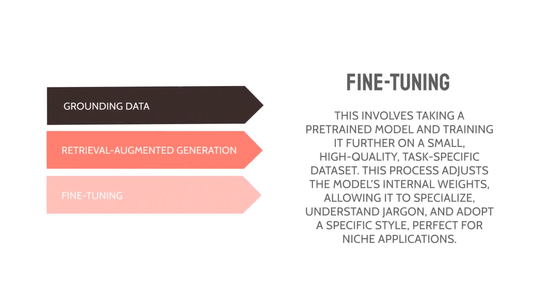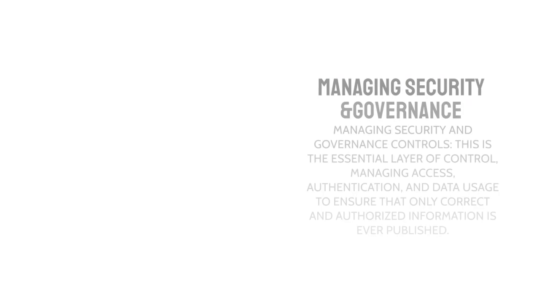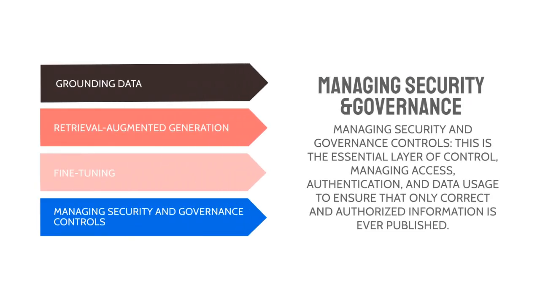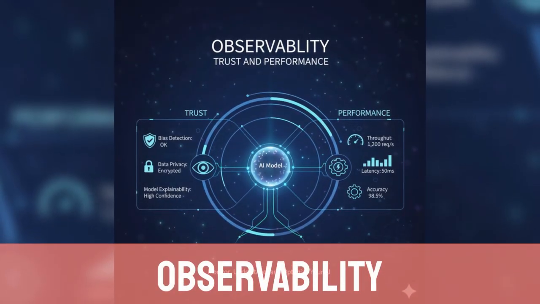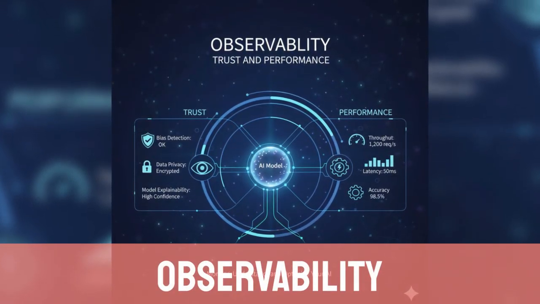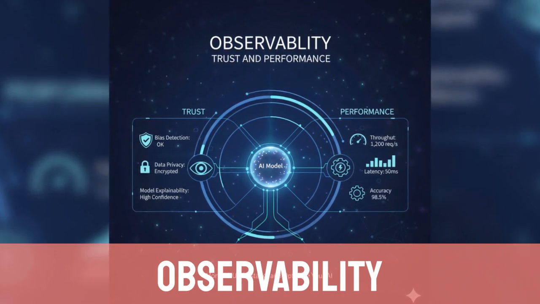Fine-tuning. This involves taking a pre-trained model and training it further on a small, high-quality, task-specific dataset. This process adjusts the model's internal weights, allowing it to specialize, understand jargon, and adopt a specific style. Managing security and governance controls. This is the essential layer of control, managing access, authentication, and data usage to ensure that only correct and authorized information is ever published.